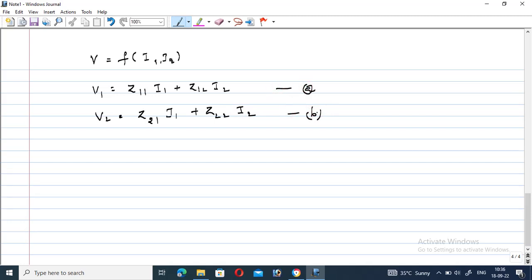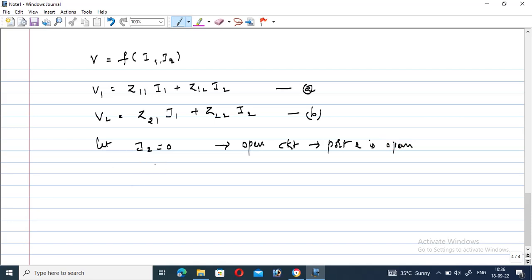Now if you want to find out Z11, you have to assume that I2 is equal to 0. I2 is equal to 0 means that it is an open circuit, right? In the open circuit terminals, no current is flowing. Therefore I2, being the port 2 current, is zero, which means port 2 is open, so no current is flowing through the corresponding output port.